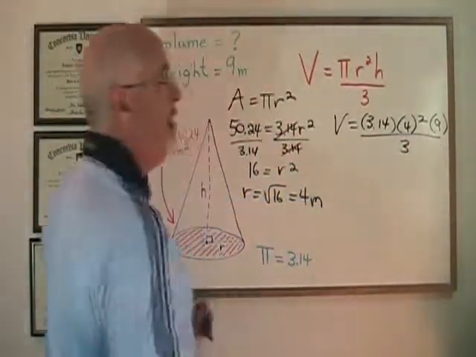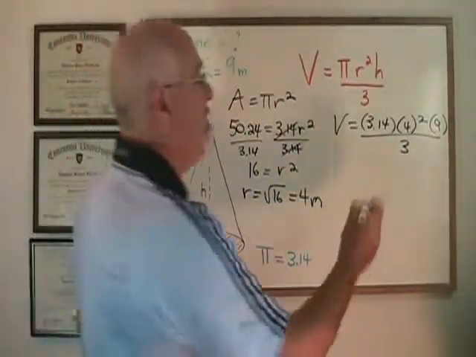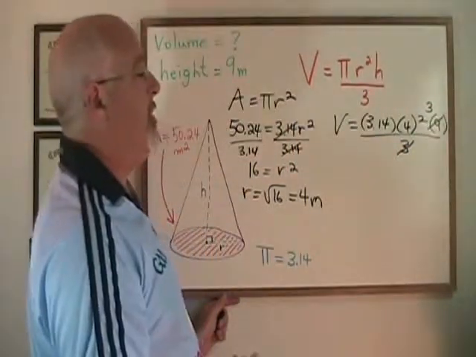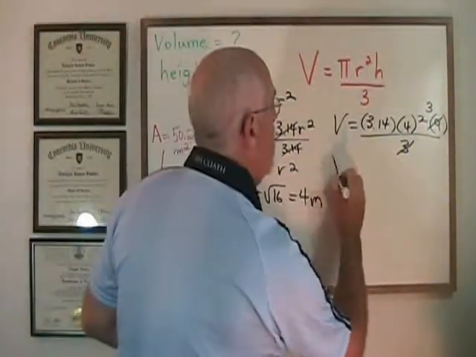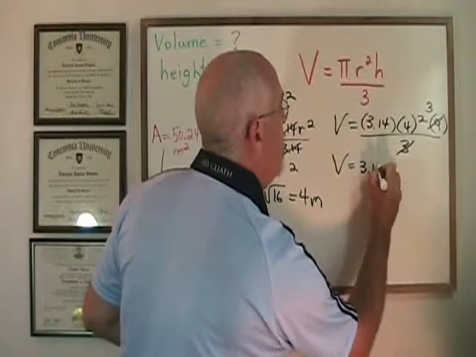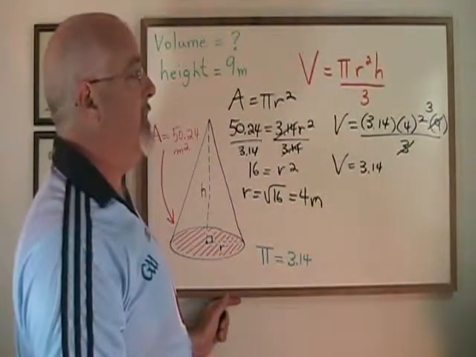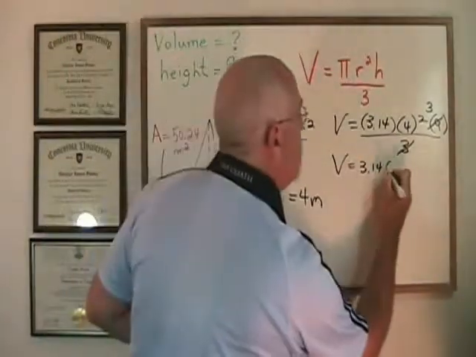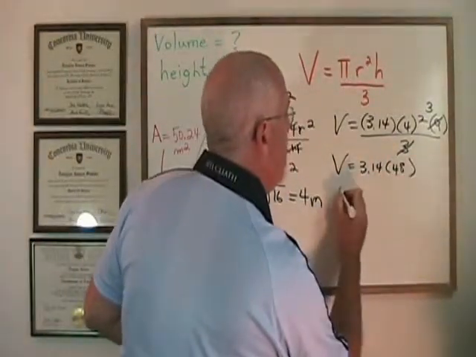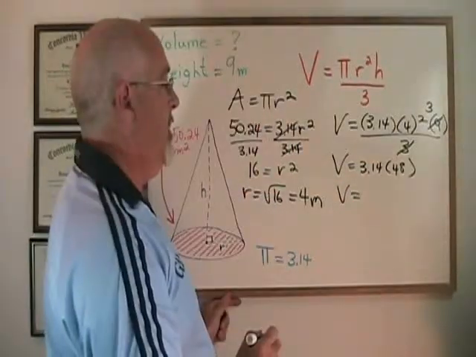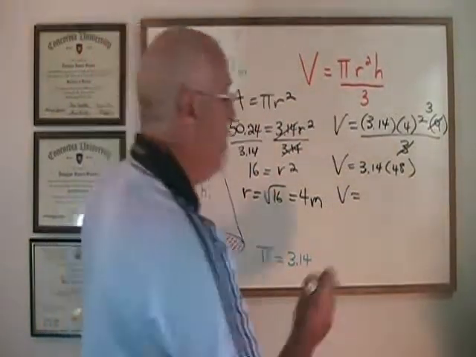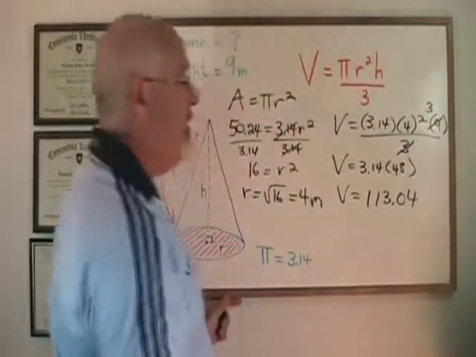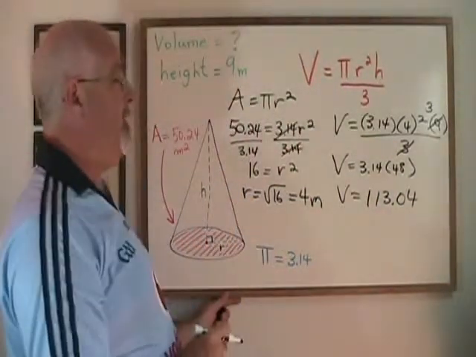over 3. The first thing I'll do is divide the 9 by the 3. That gives a 3 up here. We have volume equals 3.14 times the result of 4 squared times 3. 4 squared is 16. 16 times 3 is 48. 3.14 times 48 is equal to 113.04, and that is our answer. That is the volume of this cone.